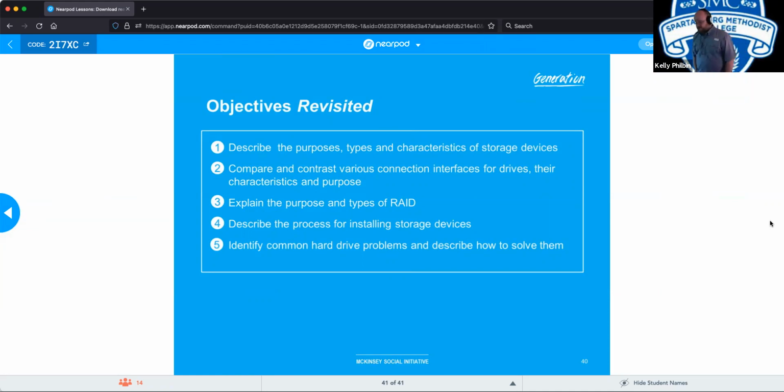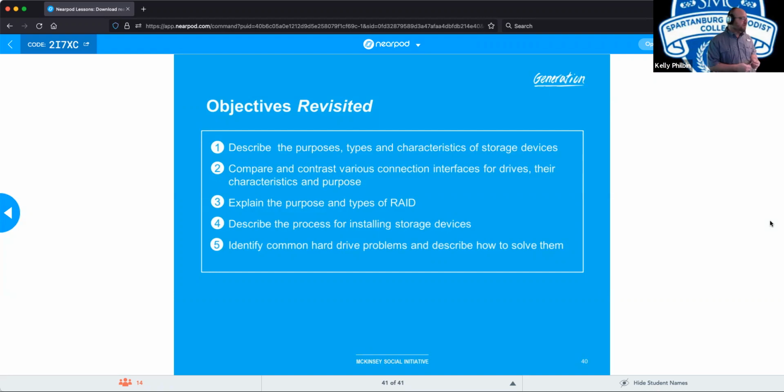At the end of this particular technical session, we should now be able to describe the purpose and types of characteristics of storage devices, such as optical drives, solid state, compact flash, hybrid, tape, and so on. We should be able to explain the purpose and types of RAID.